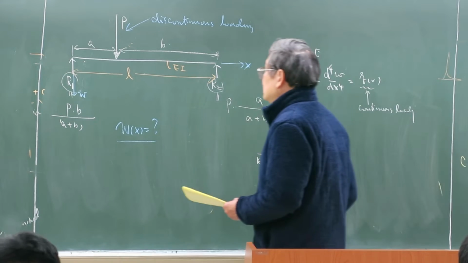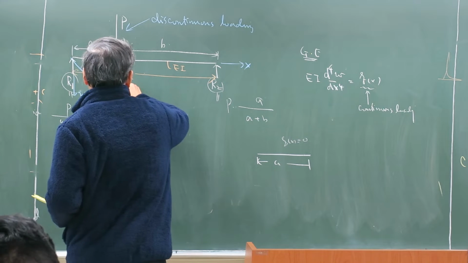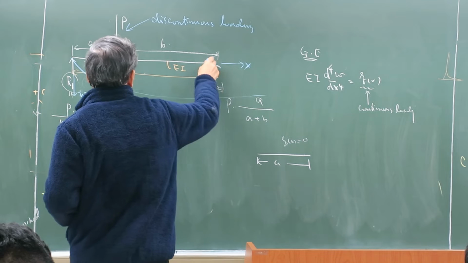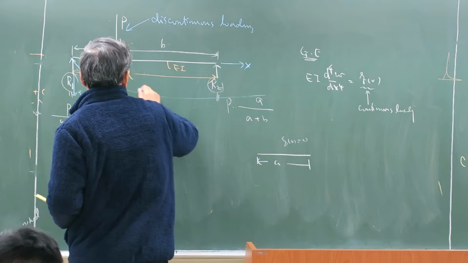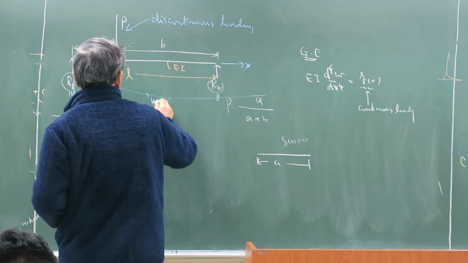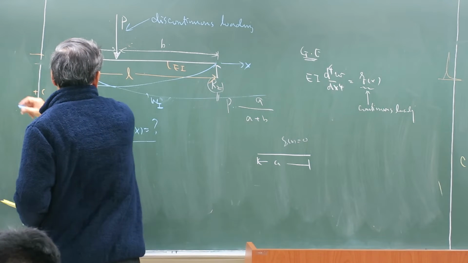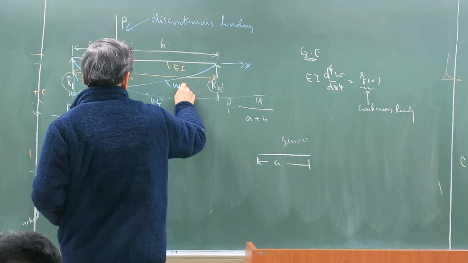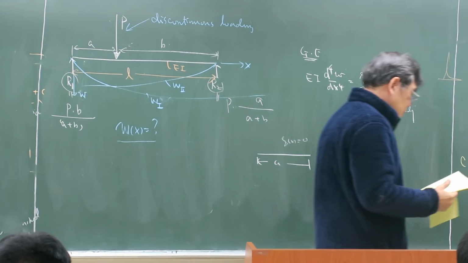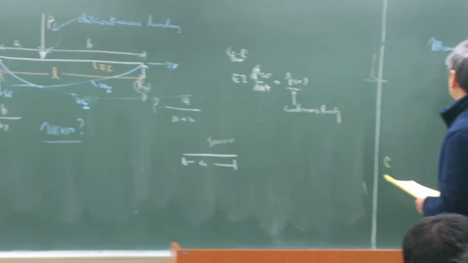I call the deflection here, and this is the deflection we call W1. And this is the deflection for this part B, another equation. This is solution W2. So for these two parts, let's see the moment distribution.